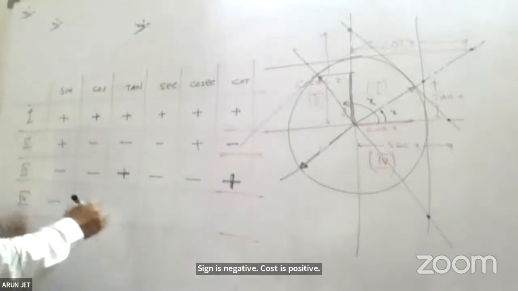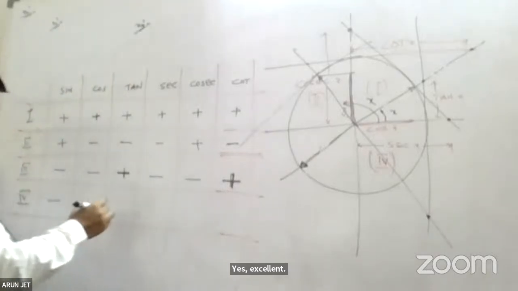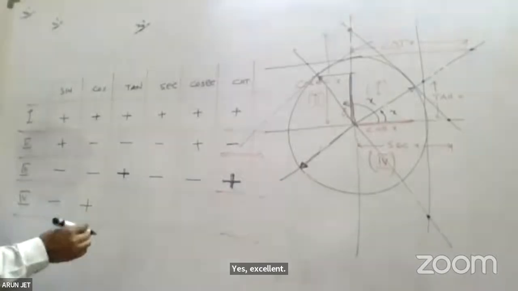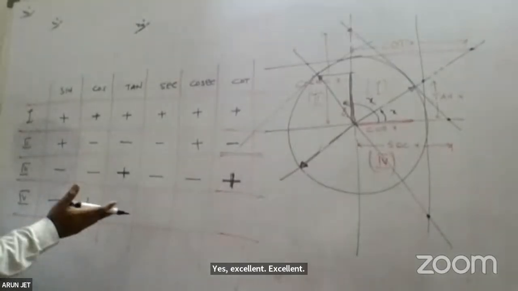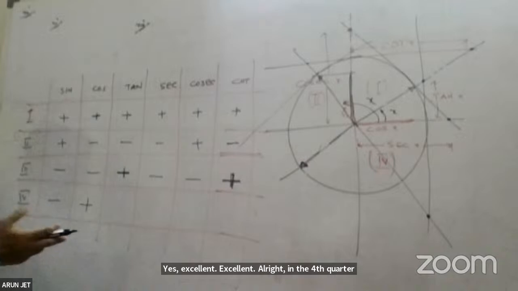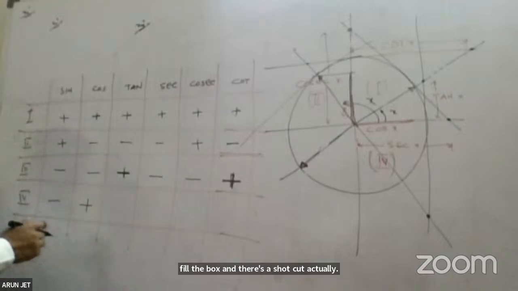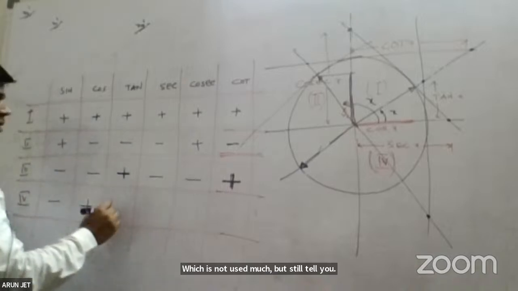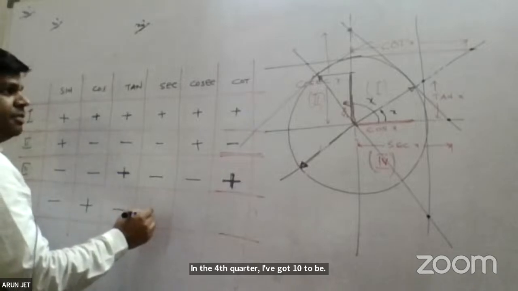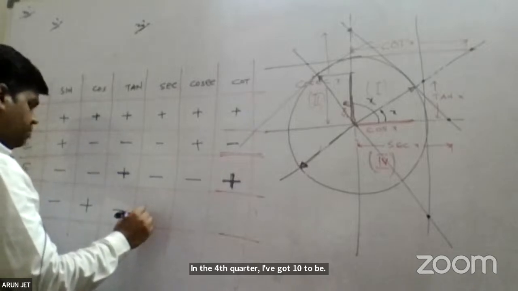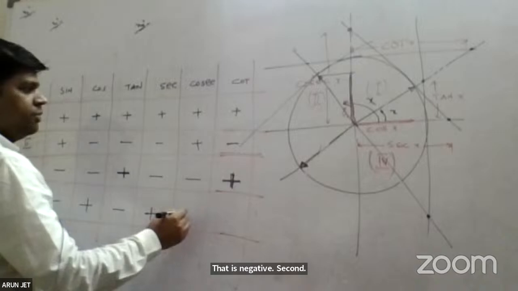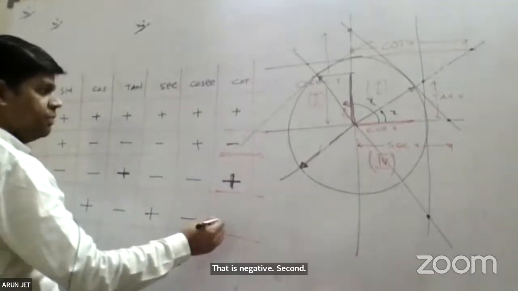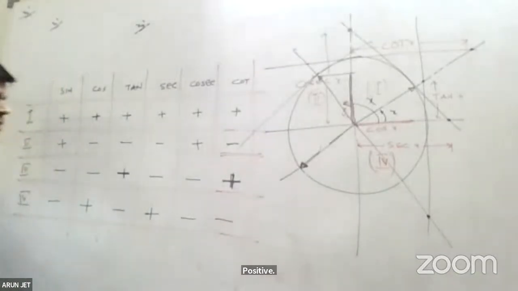Yes, excellent, good students. All right, in the fourth quadrant, think and tell me. I'll fill the box, and there's a shortcut actually, which is not used much, but still I'll tell you. In the fourth quadrant, I've got tan negative, secant positive, cosecant negative, cot negative.